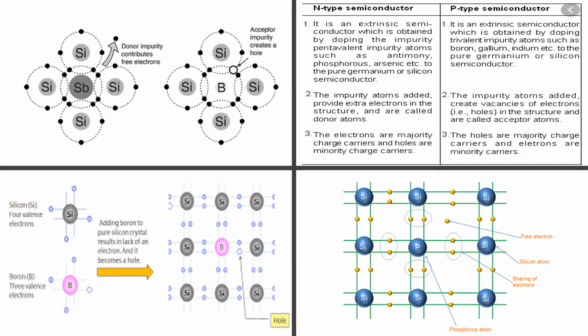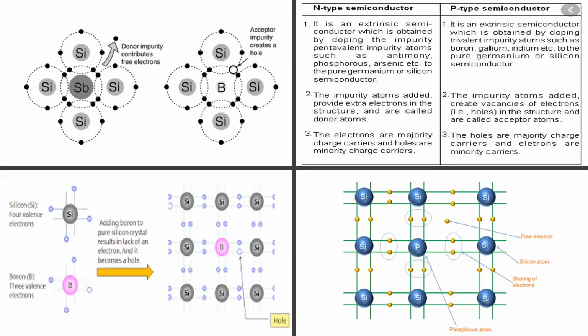This is how when we add a pentavalent impurity, we get a lot of extra electrons. So the impurity atoms added provide extra electrons in the structure, and therefore they are called donor atoms. The electrons are majority charge carriers and holes are the minority charge carriers.